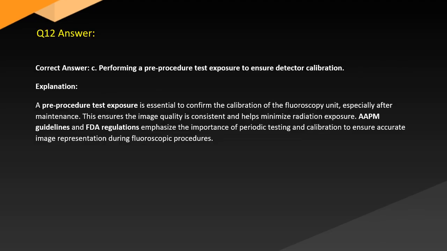Answer. Correct answer: C. Performing a pre-procedure test exposure to ensure detector calibration. Explanation. A pre-procedure test exposure is essential to confirm the calibration of the fluoroscopy unit, especially after maintenance. This ensures the image quality is consistent and helps minimize radiation exposure. OPAM guidelines and FDA regulations emphasize the importance of periodic testing and calibration to ensure accurate image representation during fluoroscopic procedures.